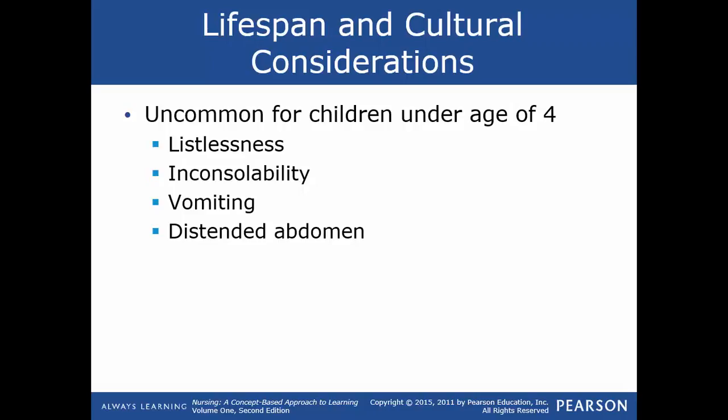Some of your other lifespan and cultural considerations: it is uncommon for children under the age of 4 to develop appendicitis. Appendicitis in young children often progresses to a rupture because they can't accurately tell their parents how they feel or where it hurts. These symptoms of listlessness, inconsolability, vomiting, and distended abdomen are common symptoms found in infants, but because it's rare for them to have appendicitis, often when they are seen for these symptoms, appendicitis is not forefront on the physician's mind, and it's not usually a part of the differential diagnosis.